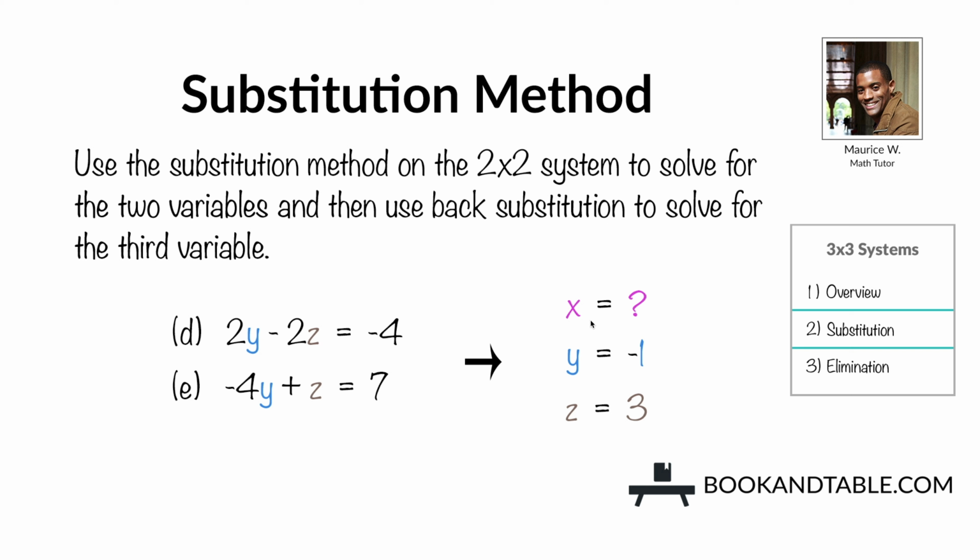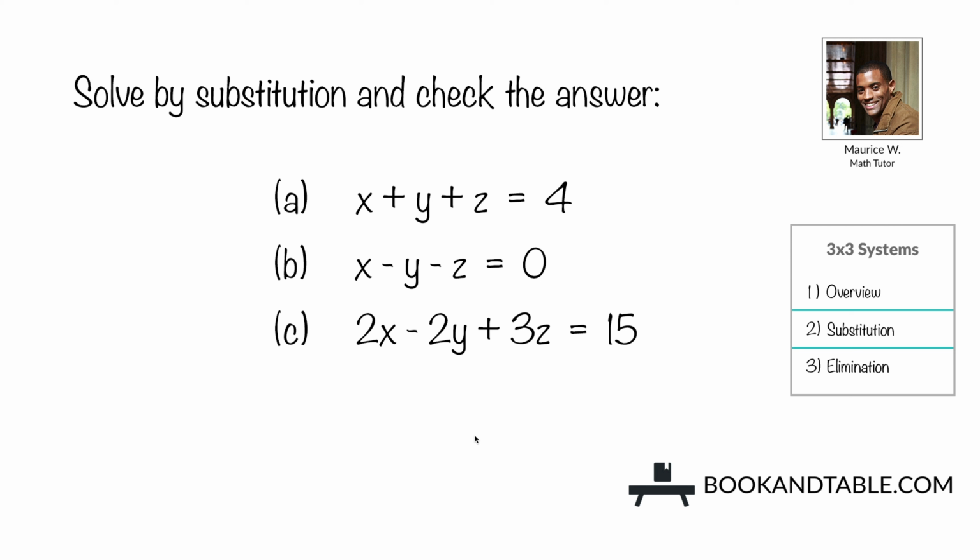So we'll take the three equations, eliminate x so that we get a 2x2 system. We'll use the substitution method for a 2x2 system to find y and z, and then we'll plug y and z into A, B, or C to find x. So let's go back to the beginning with this same exact system and walk through it together. So you'll be asked to solve by substitution and check the answer.